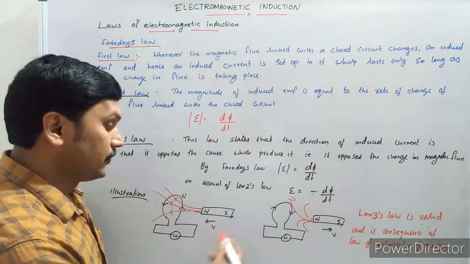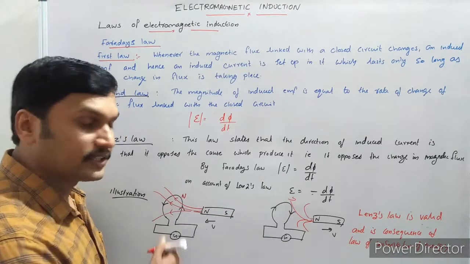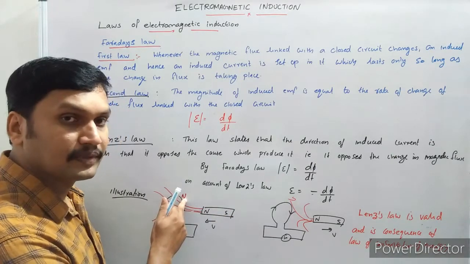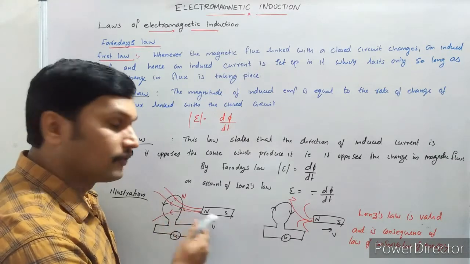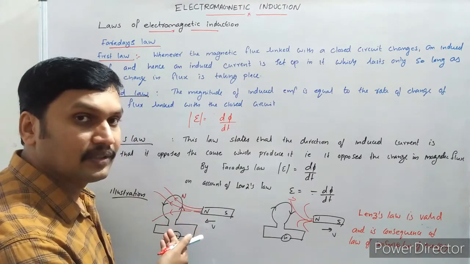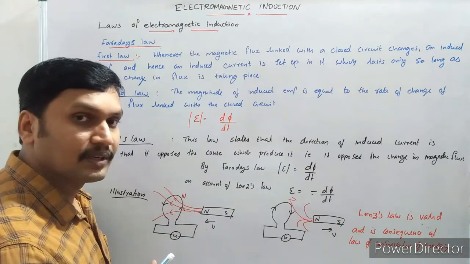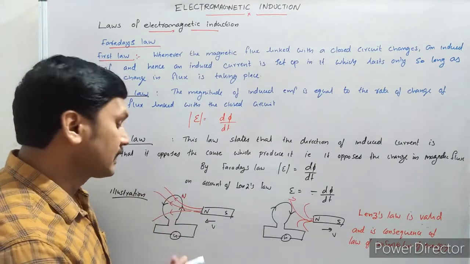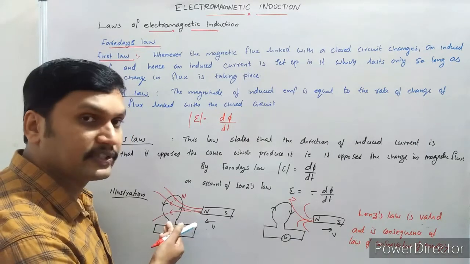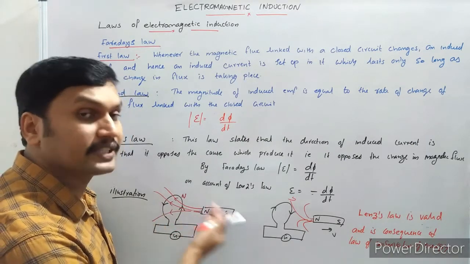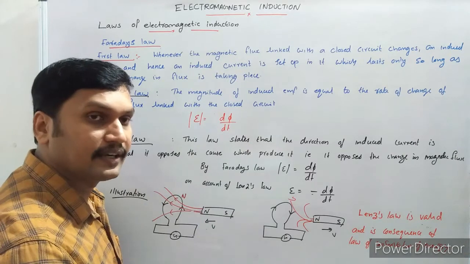So if you want to move this magnet towards it, there is a repulsion from this north pole, a repulsion from this coil. So we have to do external work to move this magnet towards it. That work is actually converted into electric energy. So electric energy is produced by the work. Work is converted into electric energy.